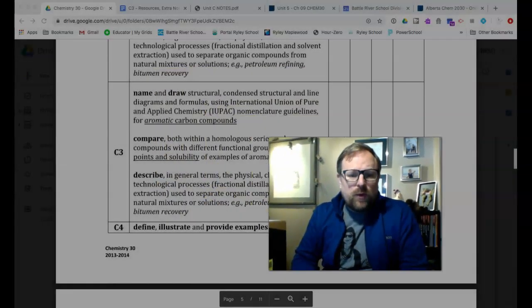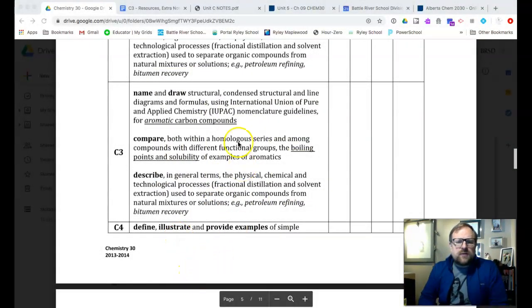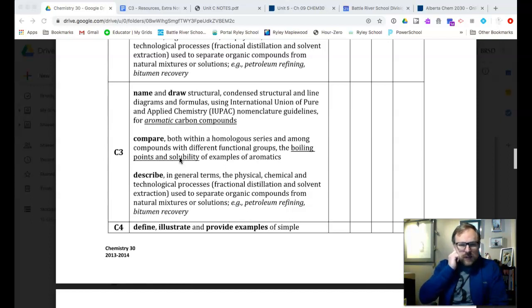So, without any further ado, let's just have a look at what our objectives are for this concept. So we are going to name and draw structural condensed and line diagrams and formulas using the IUPAC nomenclature guidelines for, in particular here, aromatic carbon compounds. We're going to talk briefly about the boiling points and solubility of these aromatics, but honestly, we'll jump into this boiling point and solubility stuff a little bit later on with some of the other compounds.